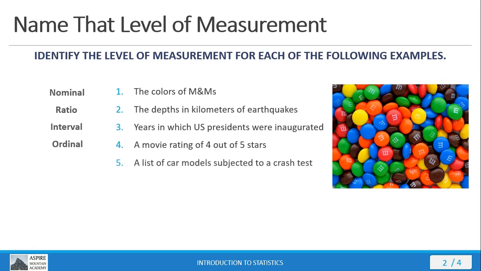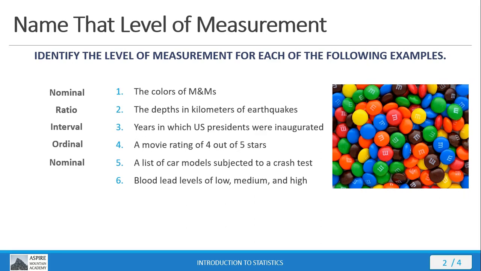Here's the next example. A list of car models subjected to a car crash test. What level of measurement is represented here? I hope you said nominal. A list of car models, that's definitely categorical data. But these categories have no natural order about them, and that means we have ordinal data. Or rather, nominal data.